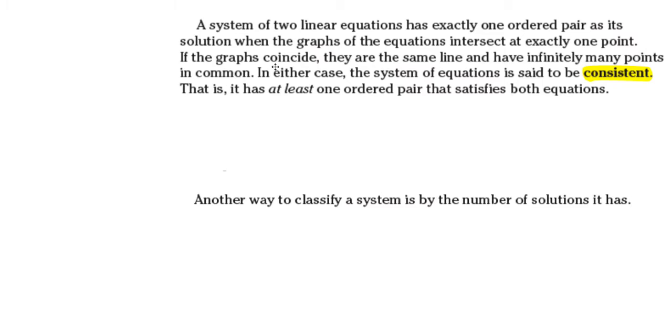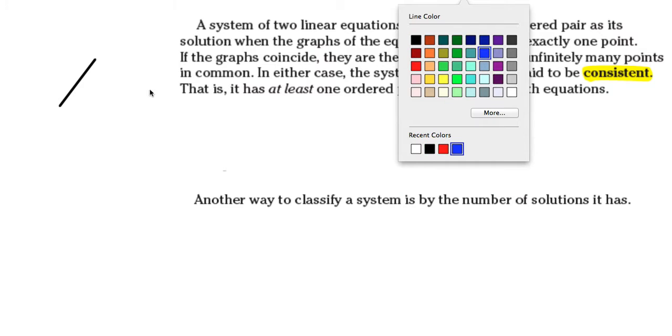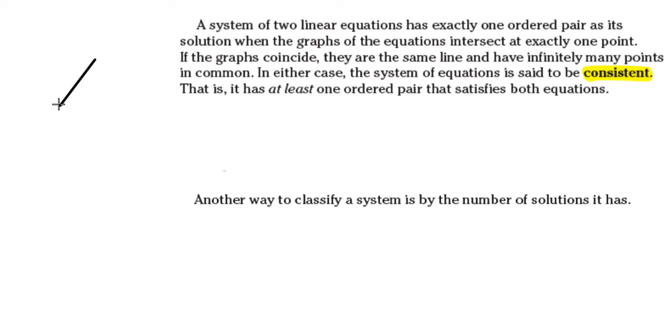If the graphs coincide, that means you have a line and another line on top of the same line. That's what it means when they say the graphs coincide. They are the same line and have infinitely many points in common. In either case, the system of equations is said to be consistent.